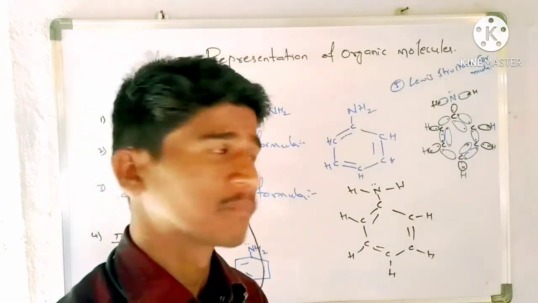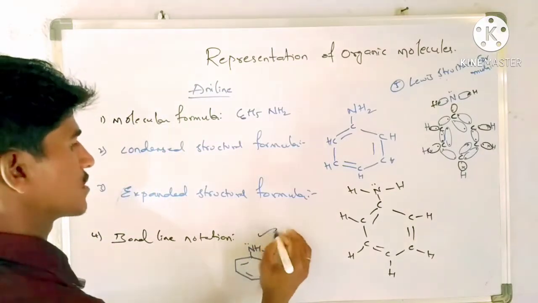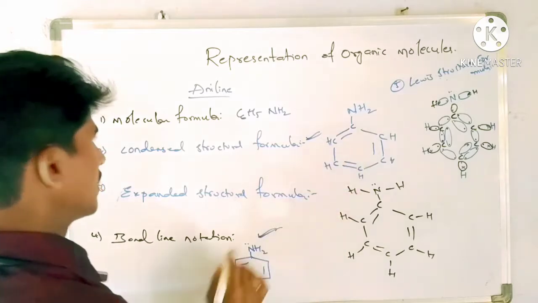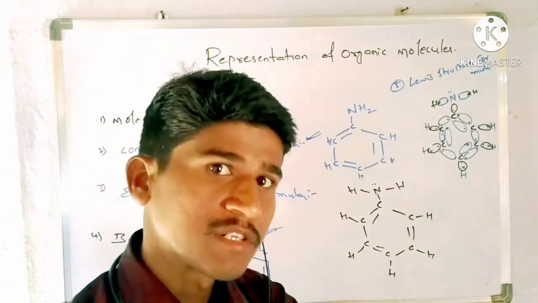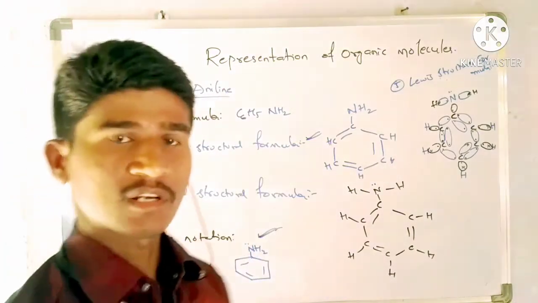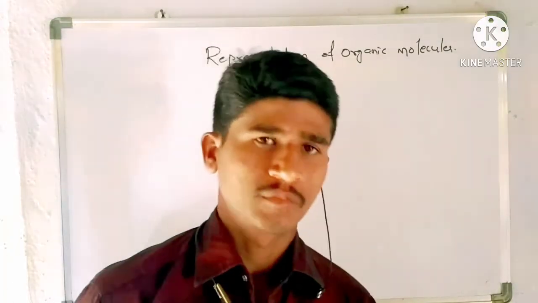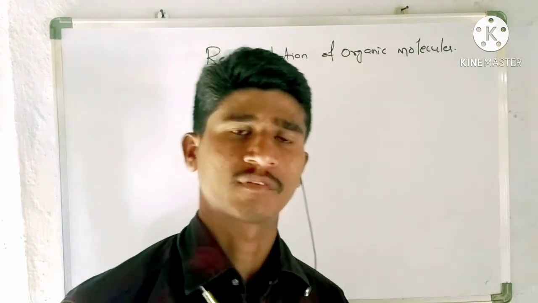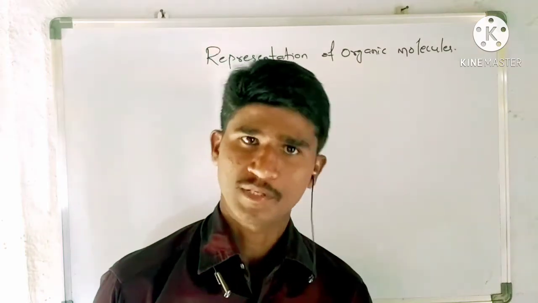Now among these five, which one is very easy? Bond line notation is very easy. After that, the condensed structural formula is easy. So for the representation of organic compounds on a two-dimensional plane, we generally use the bond line notation as well as the condensed structural formula. The molecular formula, condensed structural formula, bond line notation and Lewis dot structures are all two-dimensional representations.